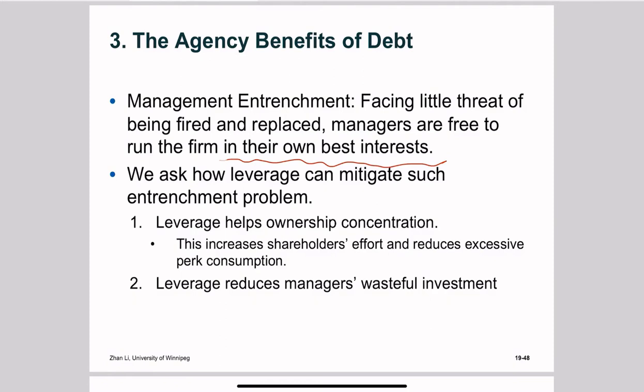Okay, so if we maintain this assumption of management entrenchment, we want to understand what the benefit of debt is in reducing this management entrenchment. So there are two main channels. The first channel is that leverage will increase ownership concentration. The second is that leverage will reduce managers' wasteful investment.